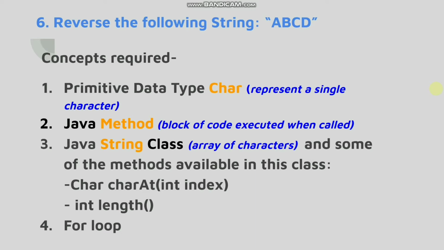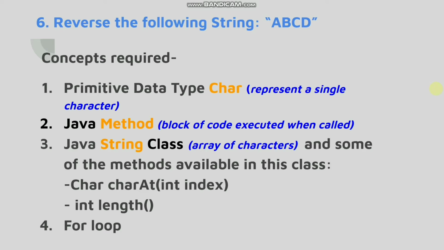Number two, we should know Java method. So a method is actually a block of code executed when called. So we're going to use two methods today. And then number three, Java string class. So as I said, string class means in a string you can actually save arrays of characters. And since this is a class, it has some methods. So we're going to use two methods.